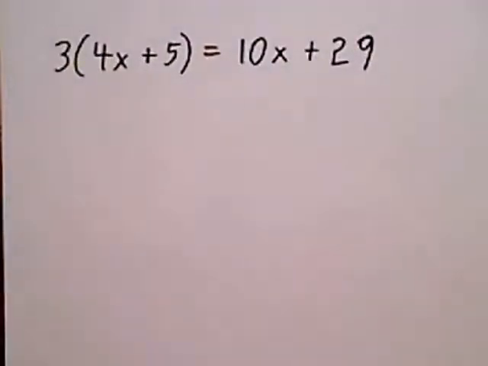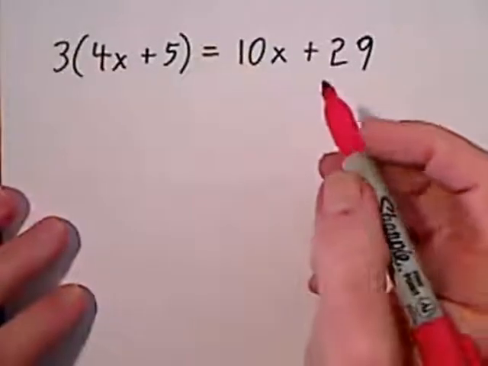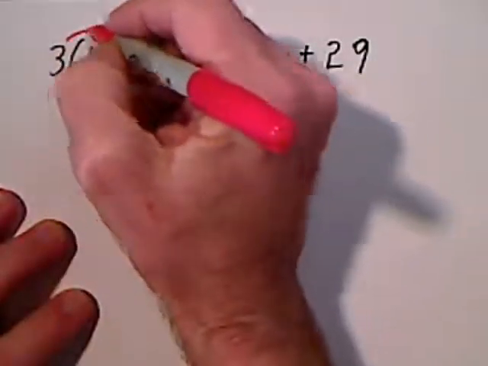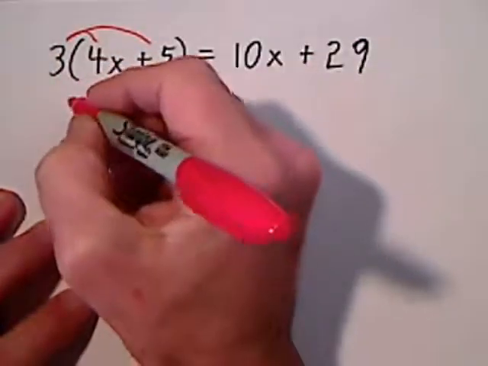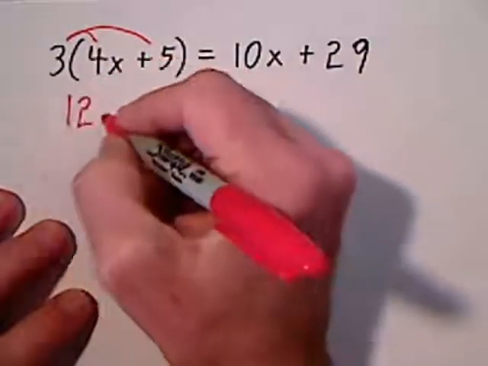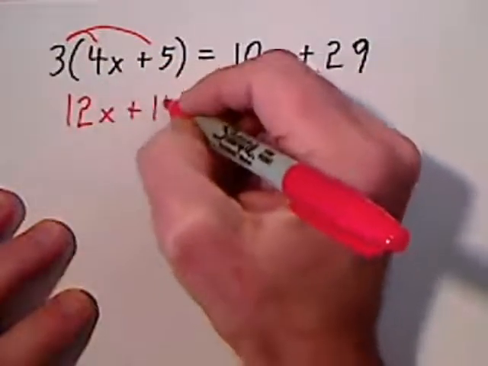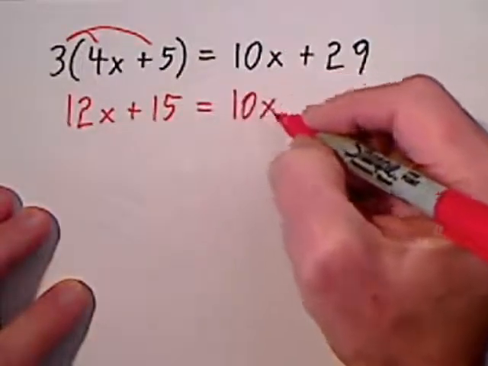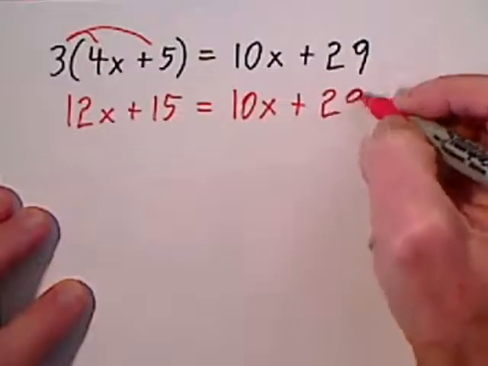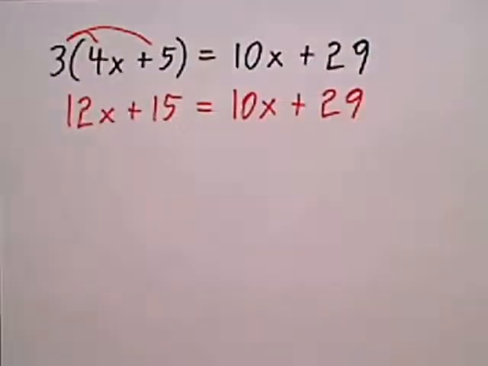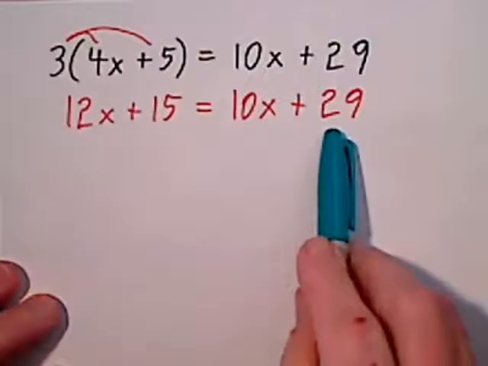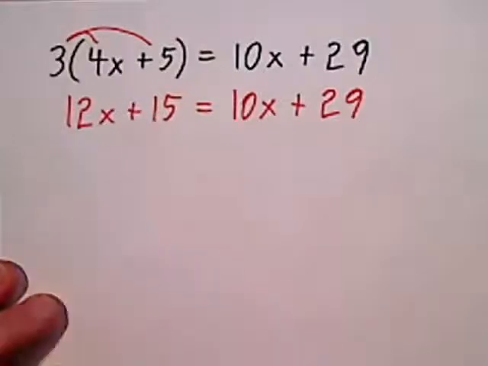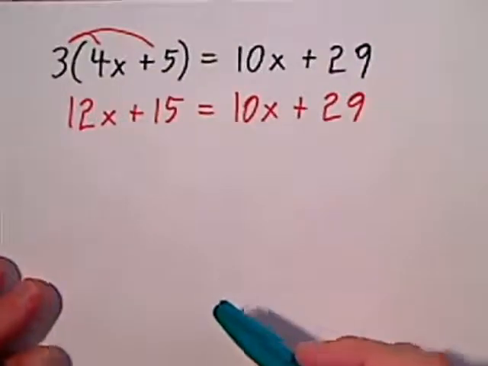On our first one, you're trying to get x by itself. You cannot do so because this guy's trapped in parentheses. Use distributive property, send in the 3. This gives you 12x plus 15. And then on the other side, we still have 10x plus 29. From there, you could get rid of 29, get rid of 10x, get rid of 15, or get rid of 12x. Any one of those is a legitimate first move.